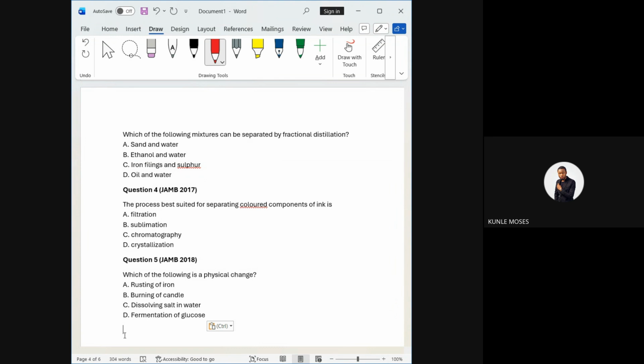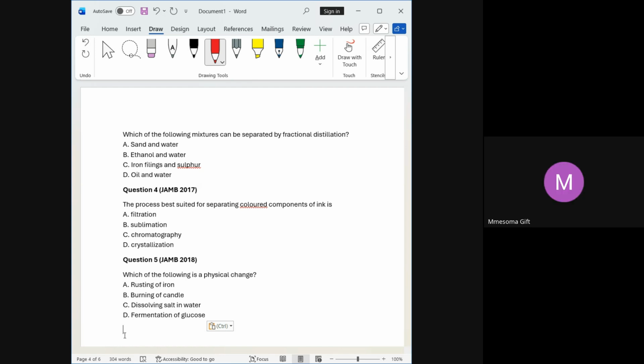I gave you an example the other time that when you dissolve salt in water, you can get your salt back and you can get your water back. What separation technique can we use to separate salt from water? Simple distillation? Filtration? Is it boiling? Evaporation?